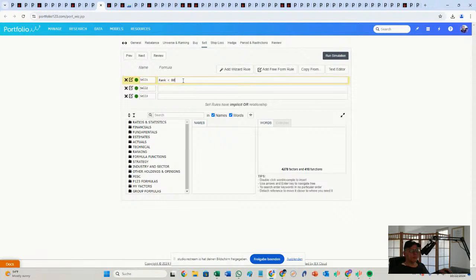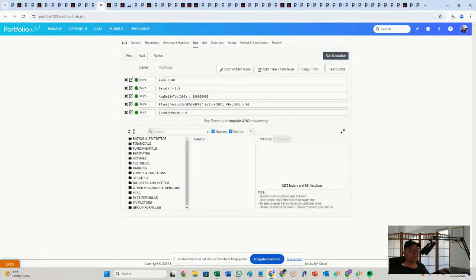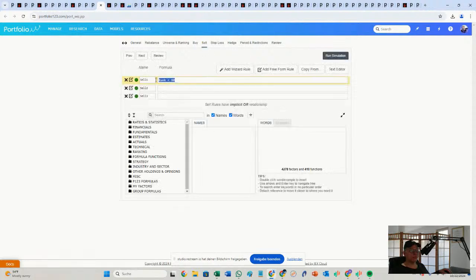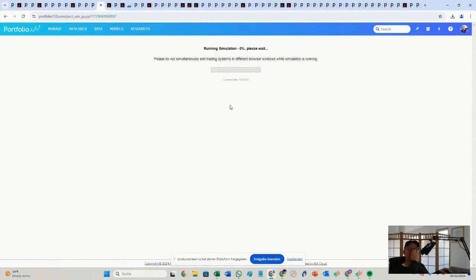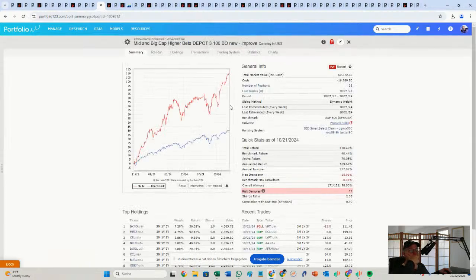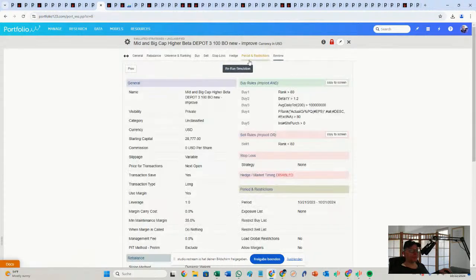Seller will be rank below 80. So it's 1, 2, 3, 4, 5, 6. That's the limit of my buying and selling rules. I don't go higher because then I start to over optimize it. So let's just run it so I can get to the ranking system here. Okay. That's run for 10 years.